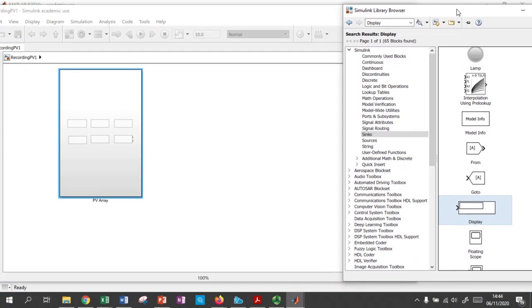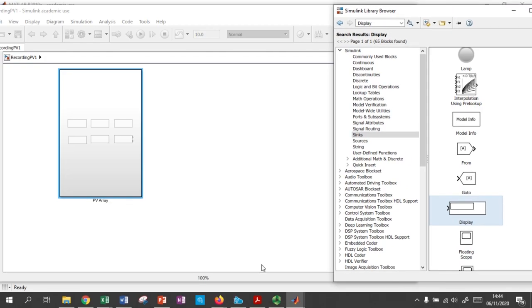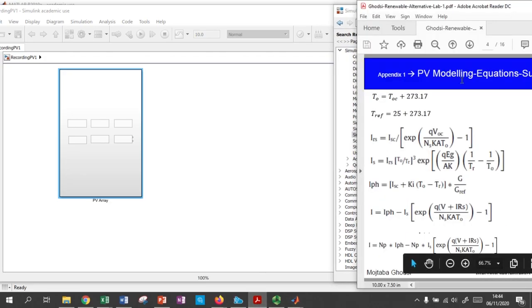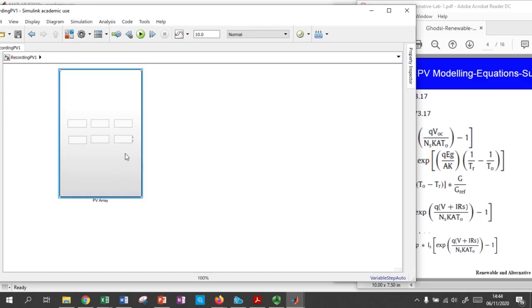Now that we have made all of the subsystems and we finish all of these equations, we implemented all of these equations, now it is time to specify the input values. For the input values, we can go inside of the PV array, and for this PV array, we need to have some input.